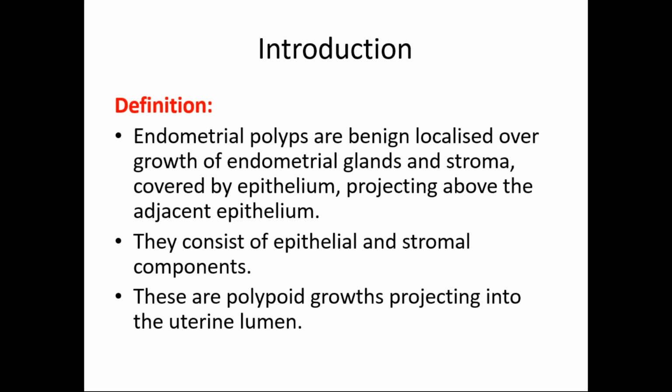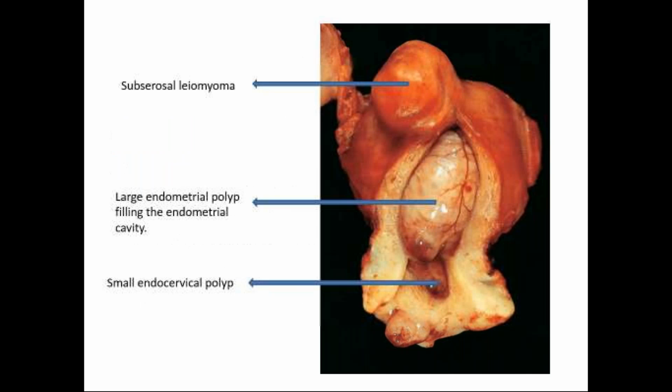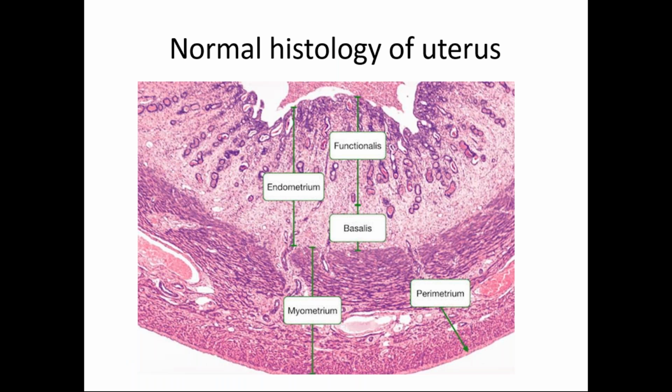So what's the definition of endometrial polyp? Endometrial polyps are benign, localized overgrowth of endometrial glands and stroma covered by epithelium projecting above the adjacent epithelium. So they consist of epithelial and stromal components as we see in the endometrium. These are polypoid growths projecting into the uterine lumen. Before going into the topic, I want to discuss the microscopy, the normal histology of the uterus.